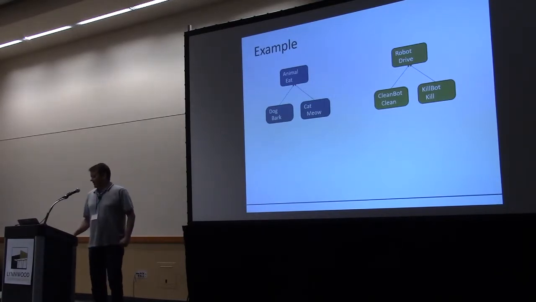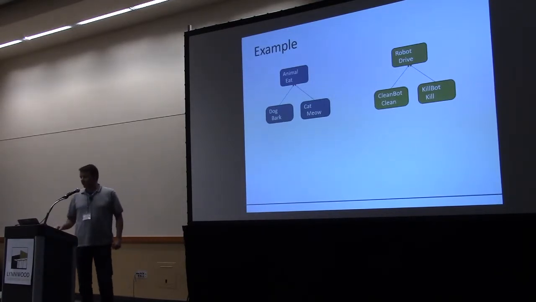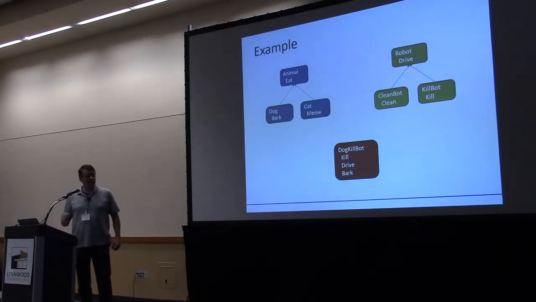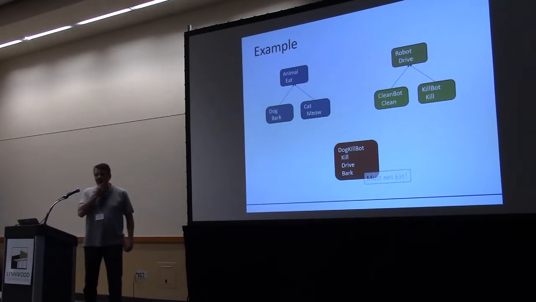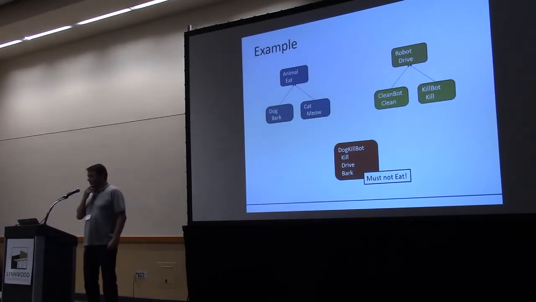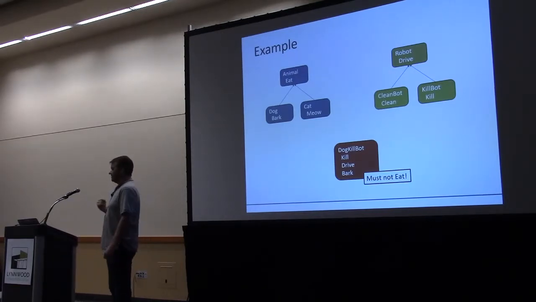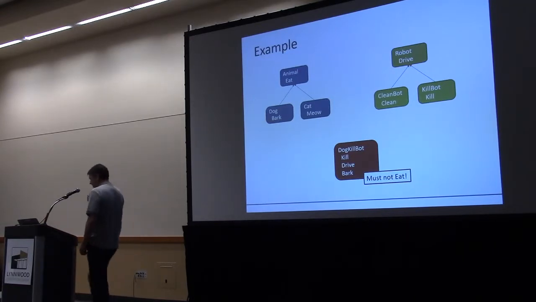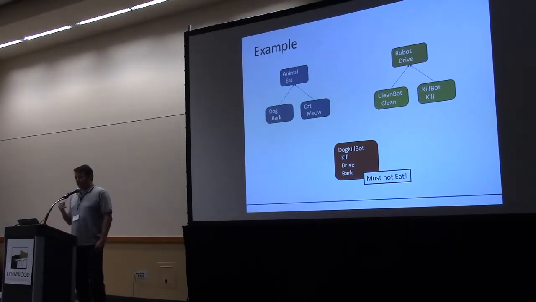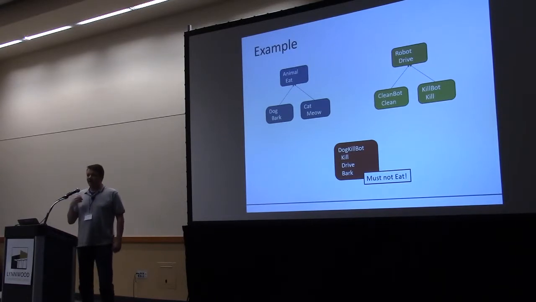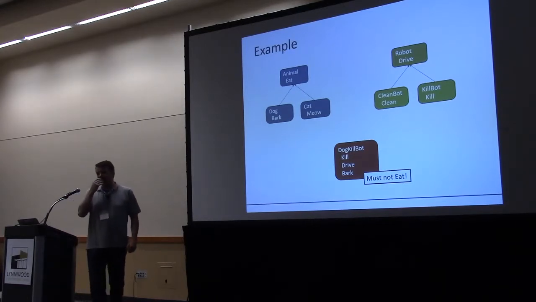And then somebody, the manager over the project, comes back and says, well, I want something else. I would like to have a robot dog that can kill things. And this dog has to kill, and has to drive, and has to bark, but it can't eat. So the question is, how do we fit that into our object hierarchy in order to implement that?